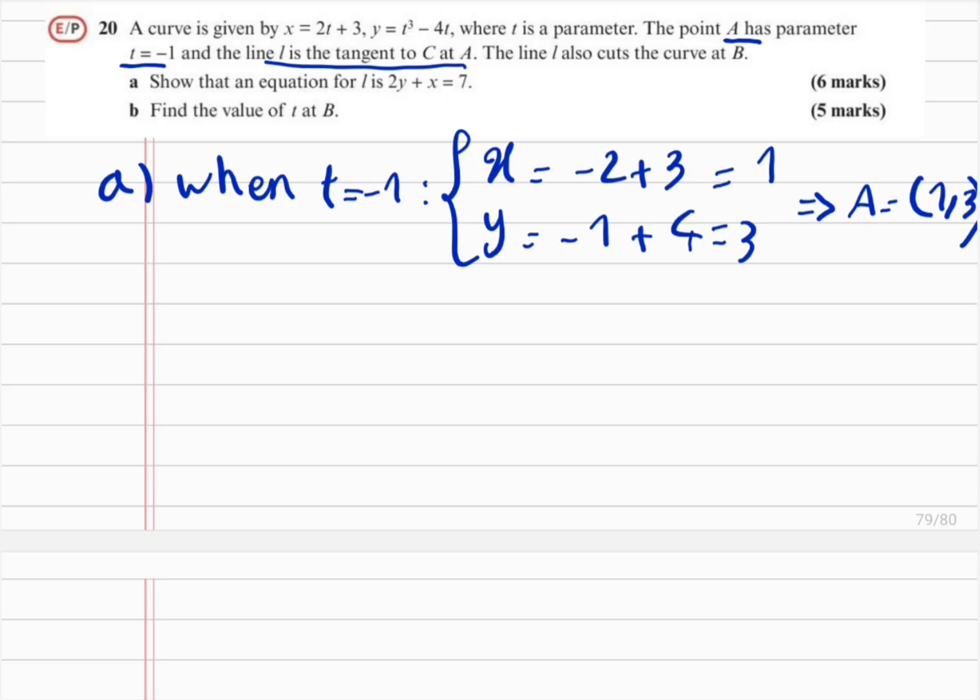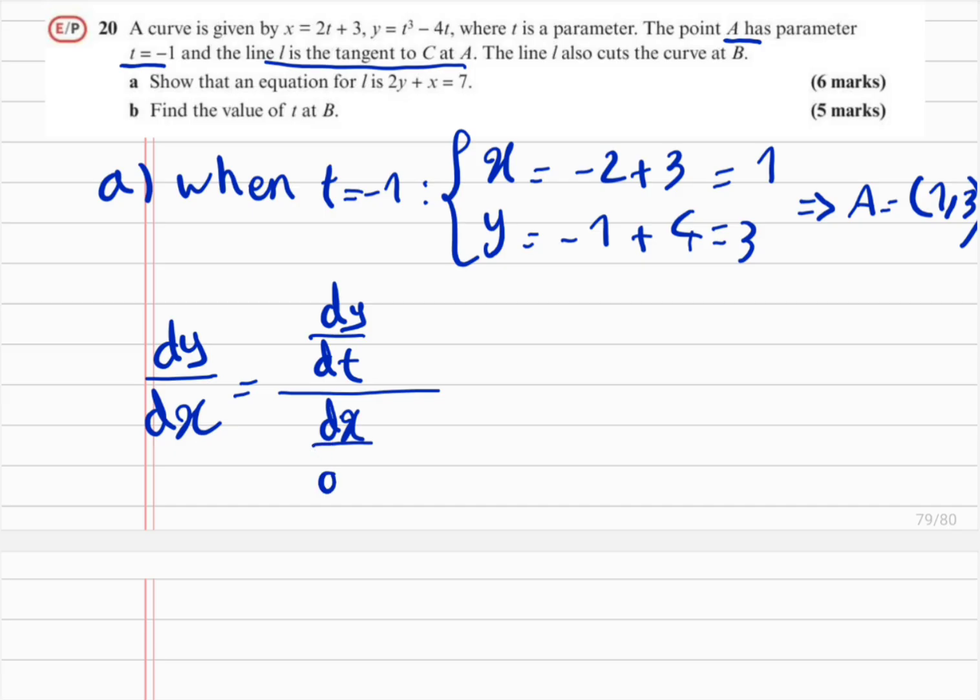Now that we have the coordinates of A, we want to find the gradient of the tangent line, and after that we can find the equation of the tangent line. In order to find the gradient of the tangent line, we need to find dy by dx first. And this is a parametric equation, so in order to differentiate that, we are going to use the relation that dy by dx is equal to dy by dt over dx by dt. Let's now find each of these separately, because we need to find dy by dt and dx by dt and then divide them to get the derivative.